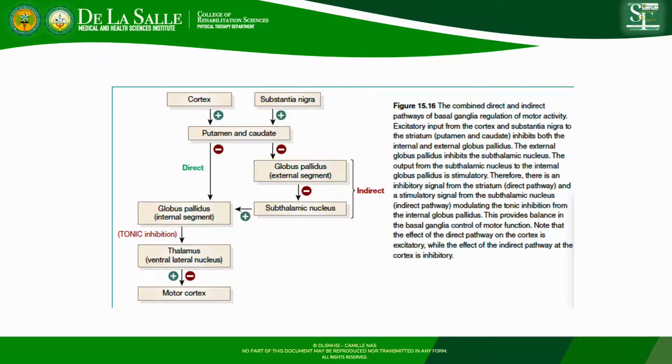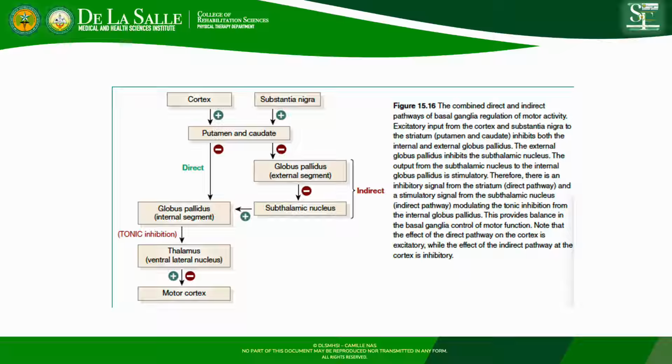Next would be the indirect. So the indirect, this one will not be coming from the primary motor cortex. Instead, it will be coming from the substantia nigra. However, the substantia nigra is also located within the brain, so in a way, it's still coming from the cortex. But in the indirect, this one will be using dopamine as a neurotransmitter. So the substantia nigra, specifically at the pars compacta, it will release dopamine. And again, dopamine is either inhibitory or excitatory, but for this one, it will excite the striatum.